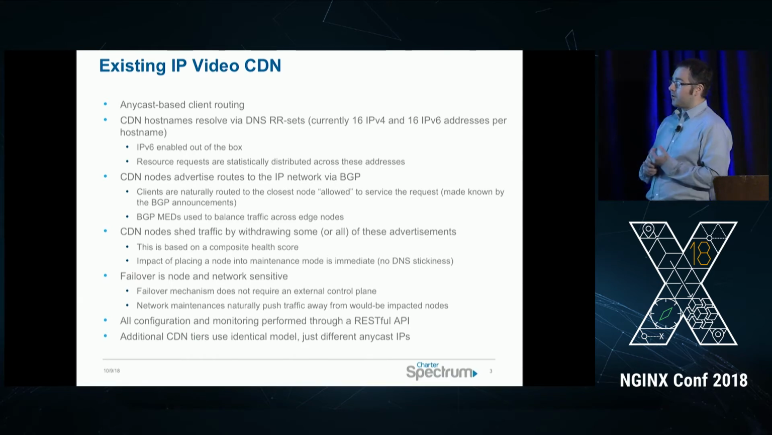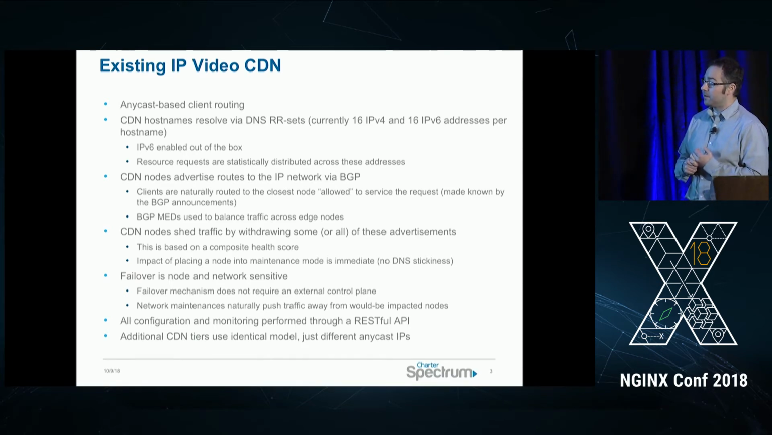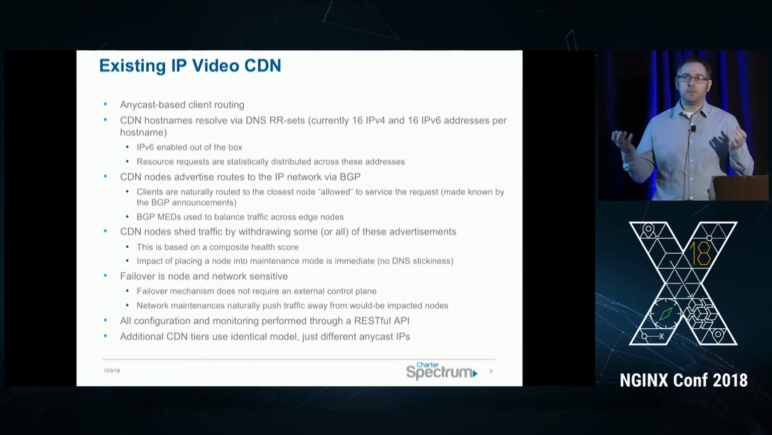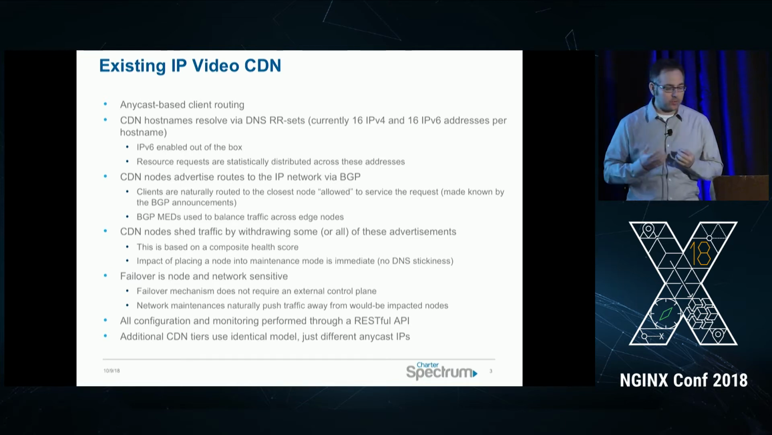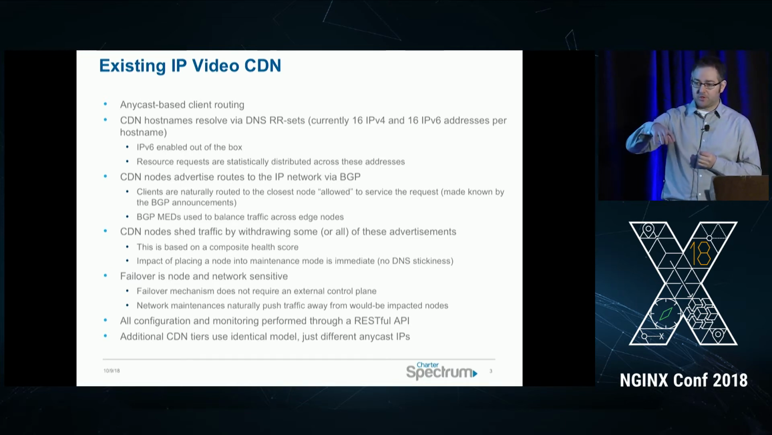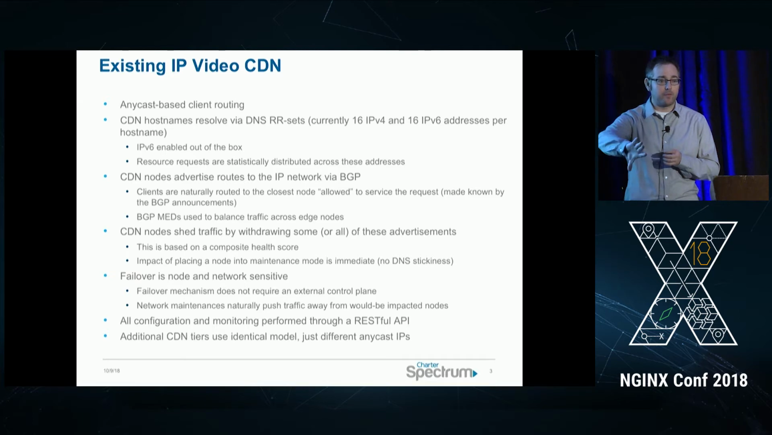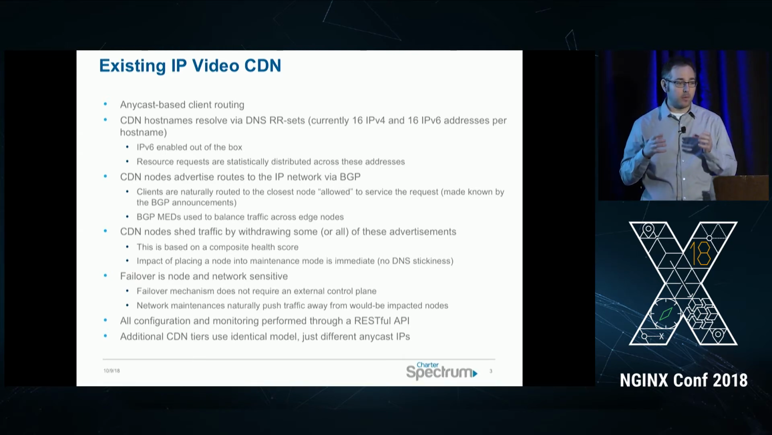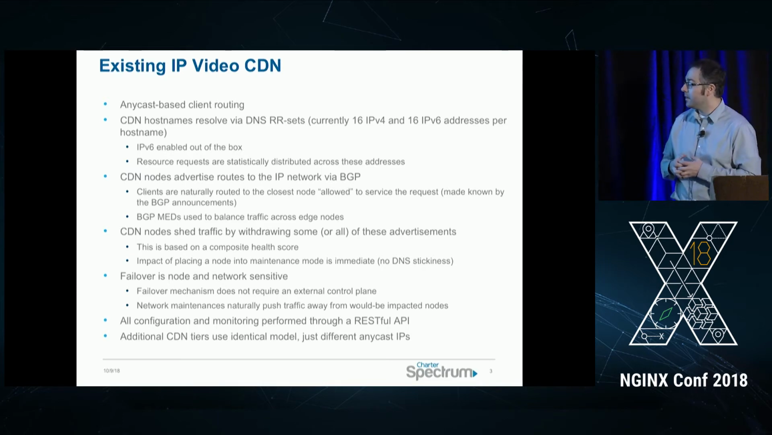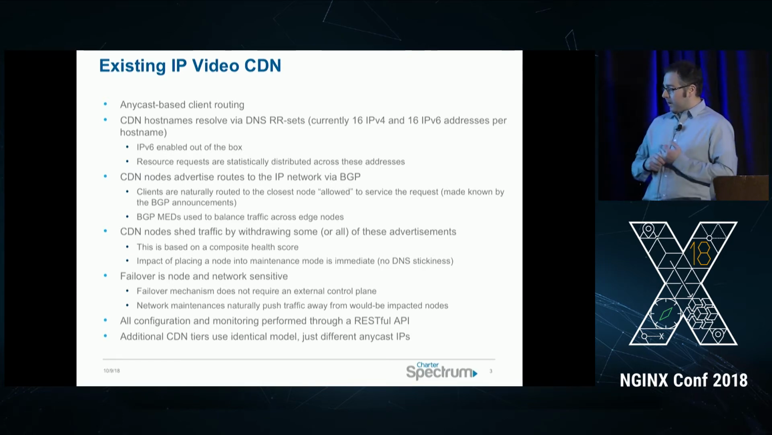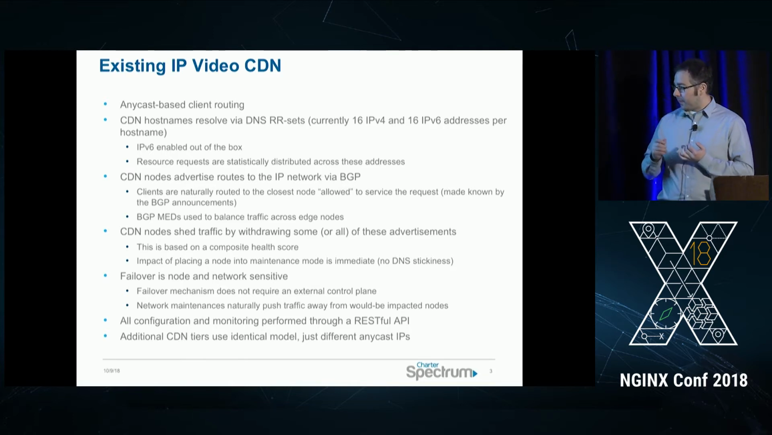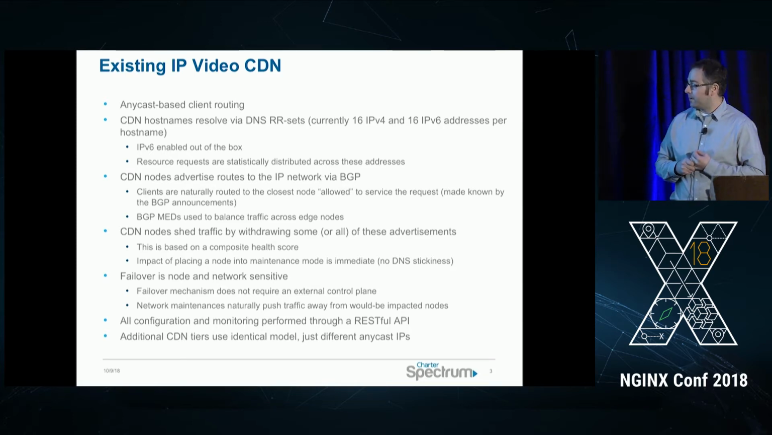Another advantage is failover is node and network sensitive, and what that means is if the network has an issue and links go down, or they're doing maintenance, any of those sorts of activities, because the network has changed, that naturally pushes traffic away from the CDN node. So there's no competition between the CDN and the network. They're very interrelated. Everything we do is done through a RESTful API, so there's no manual configurations. It's all automated.